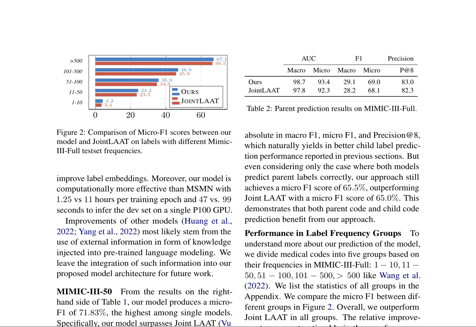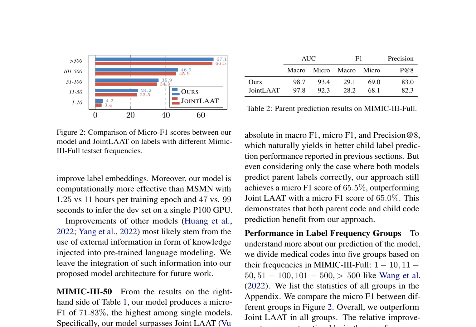In the MIMIC-II 50 dataset, the proposed model achieves a Micro F1 score of 71.83%, surpassing JointLAAT and rivaling the state-of-the-art method KEPT Longformer. This highlights the model's adaptability to classification problems with varying numbers of labels.